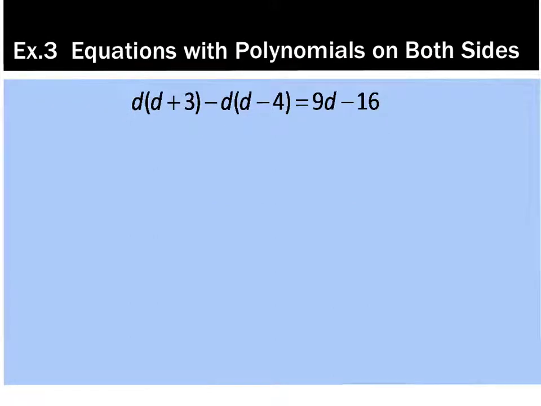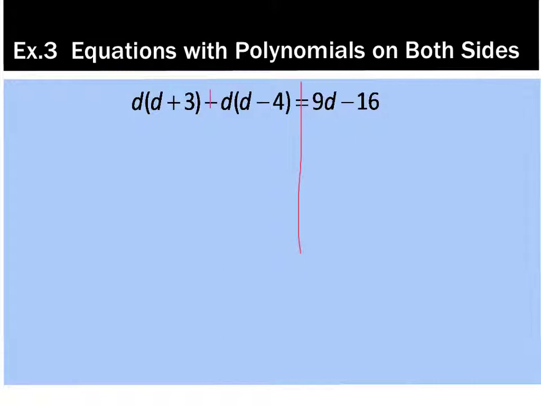Okay, example 3, we have equations with polynomials on both sides. What you're going to want to do here is you're going to want to distribute, do any simplifying, combining of like terms, and then you'll solve this just like we would a normal equation back when we learned chapter 3. So if you take a look at this problem, we have d times the quantity d plus 3 minus d times the quantity d minus 4 is equal to 9d minus 16.